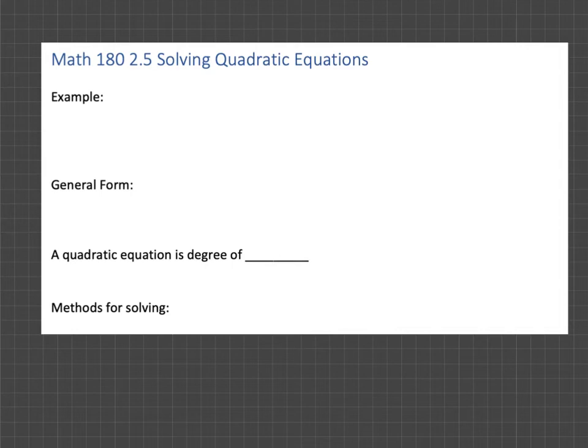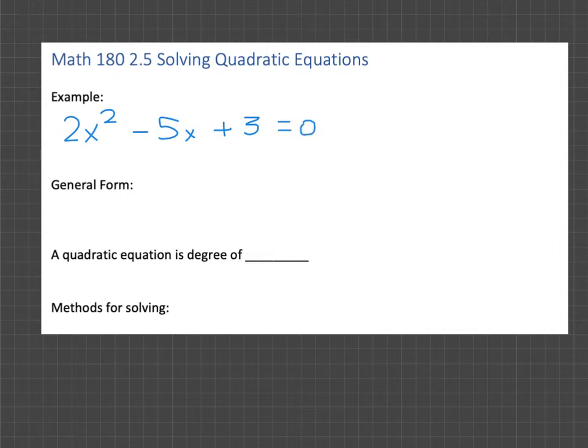Section 2.5 is on solving quadratic equations. Here's an example of a quadratic equation: 2x squared minus 5x plus 3. To make this an equation, we need an equal sign, so we'll say this is equal to 0.